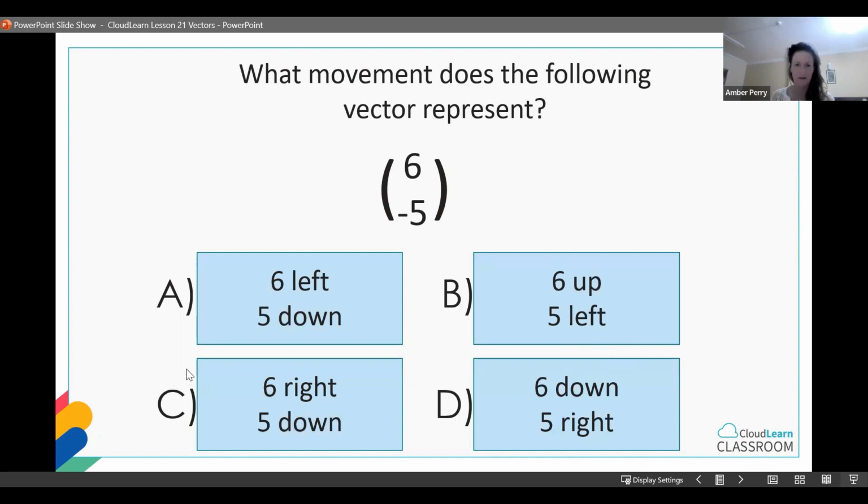Okay, let's have another go. So we're getting almost everyone getting them correct, but I'm just going to give you another chance. We've got 6 on the top and -5 on the bottom. So is this going to be 6 left, 5 down, 6 up, 5 left, 6 right, 5 down, or 6 down, 5 right? Remember, top number and bottom number. Think about what each one tells us. Have a go at answering that one for me.